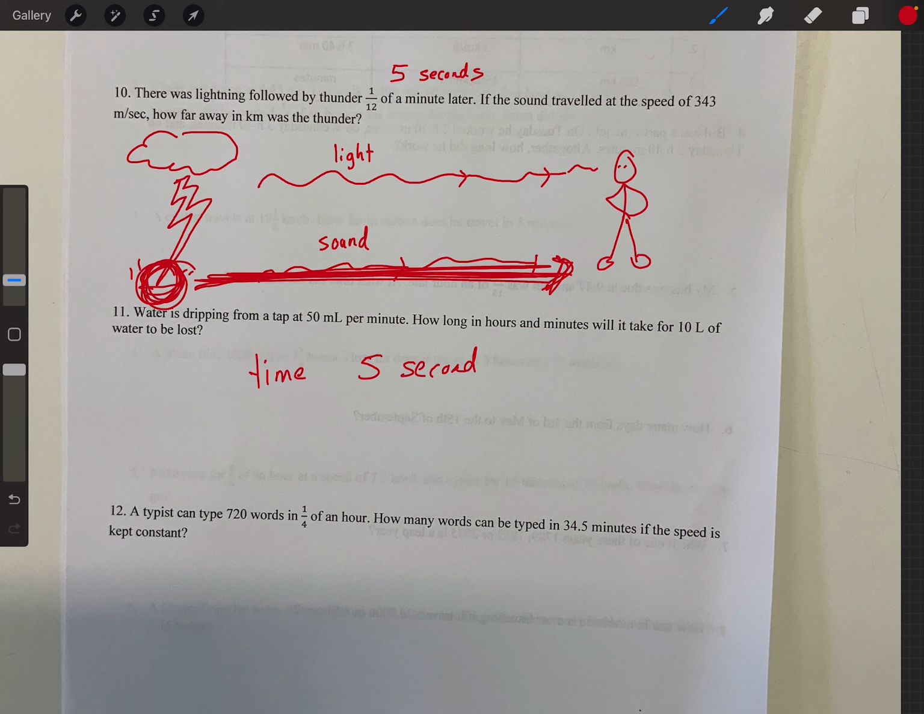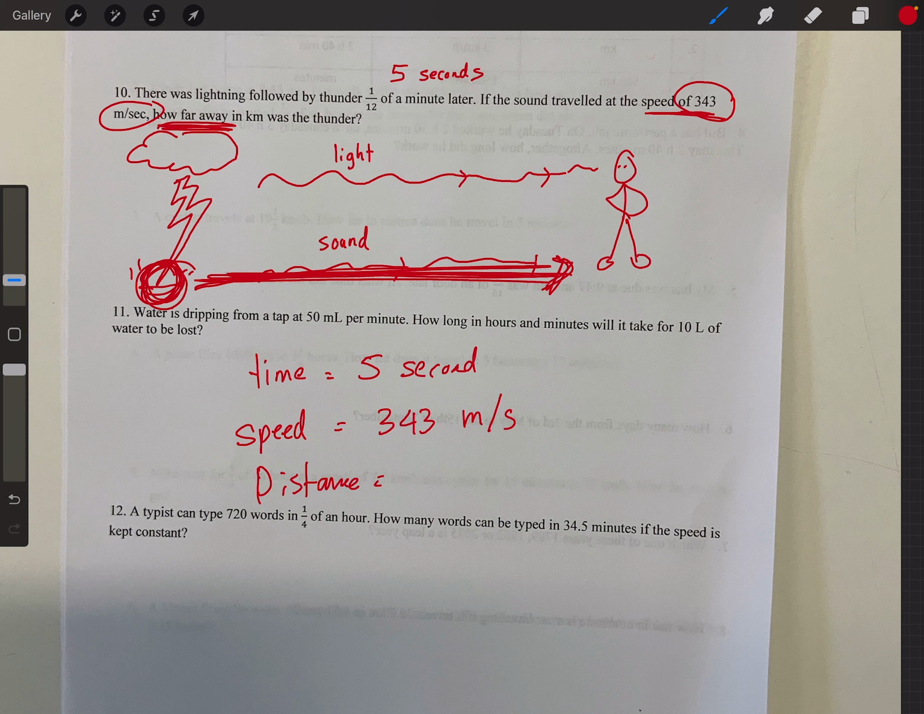Now, we're given time. We're given also the speed of sound. If the sound traveled at the speed of 343 meters per second. So speed equals 343 meters per second. It says how far away, so that means you're asked to find the distance.